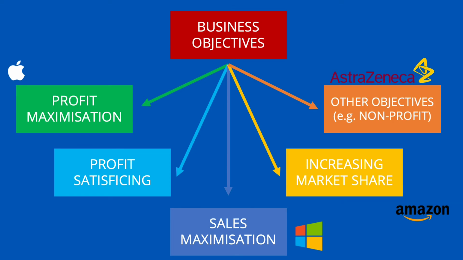Sales maximization occurs when firms try to sell as many units of a good or service as possible without making a loss. This is usually done with a long-term objective in mind. For example, each sale of a Windows operating system has a low marginal cost, as the technology has already been developed. Selling an extra operating system isn't going to increase costs very much at all.